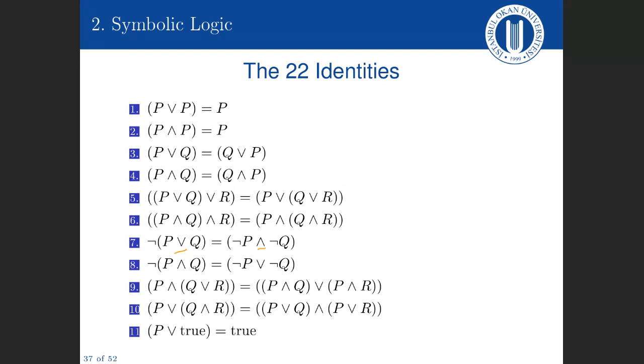Likewise, for line number 8, if I take a not inside the bracket, the and symbol must change to an or symbol. Lines 9 and 10 are perhaps straightforward.